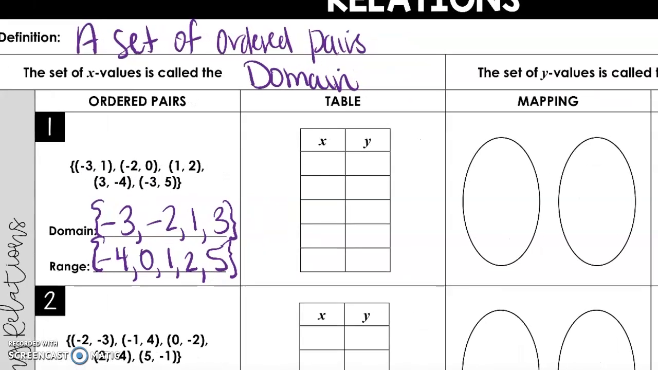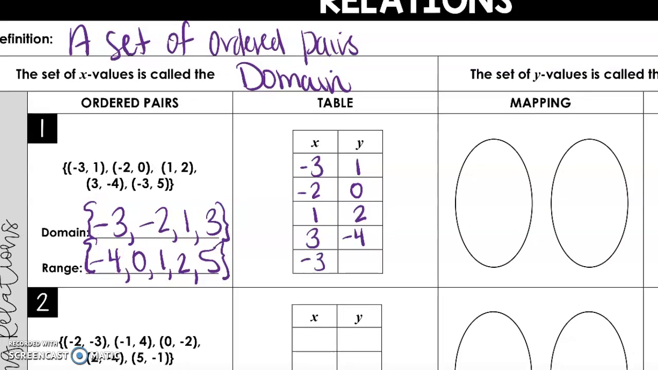The table, you just rewrite your ordered pairs in a table. So -3, 1, -2, 0, 1, 2, 3, -4, and -3, 5. So that one should be super easy to do. Just make sure whatever order they're listed in your ordered pairs, just put them in the table that way.